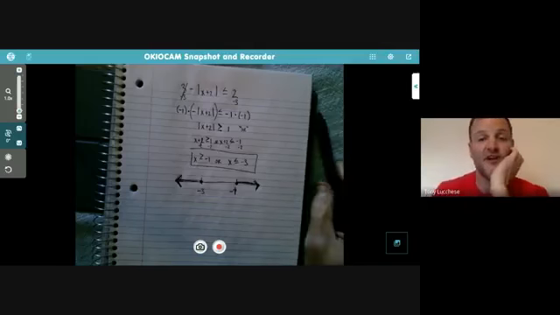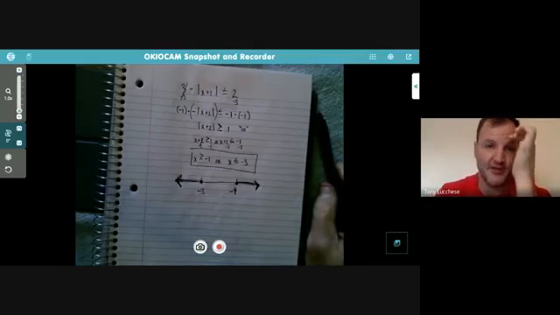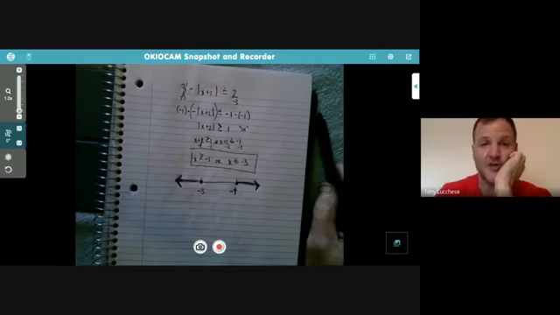All right, so I don't want you to stress out too much. Again, this is very similar to the last few lessons that we've done. We're just throwing in absolute value, which is just another way to create a compound inequality.